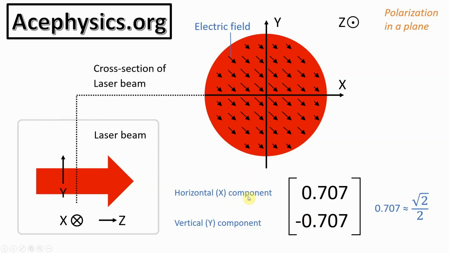It has 2 dimensions, which represent the horizontal component and the vertical component. In this example, the arrows point anti-diagonally, so the horizontal component is 0.707 and the vertical component is minus 0.707. The Jones vector is always normalized to length 1, and the number 0.707 is a shorthand for root 2 over 2, and this is the magnitude when the horizontal and vertical components have equal strength.